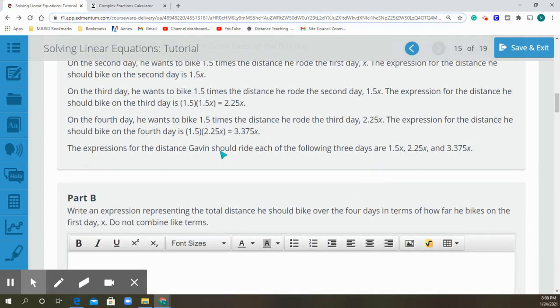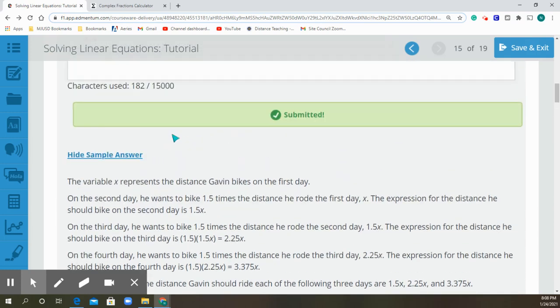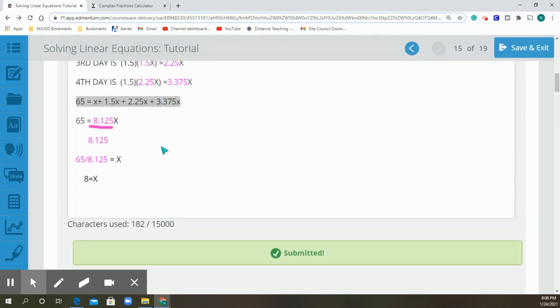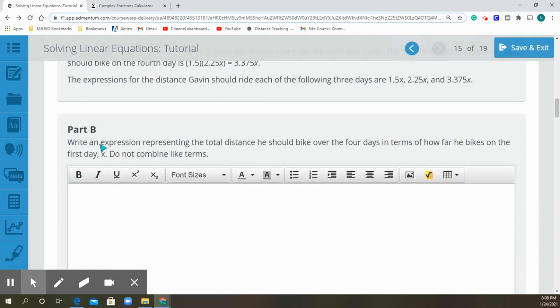Okay, that's close. The expression for the distance Gavin should ride each of the following 3 days is 1.5x, 2.25x, and 3.375x. That's what we did up here. Now write an expression for the total distance he should bike over the 4 days in terms of how far he bikes on the first day. I believe that's it.